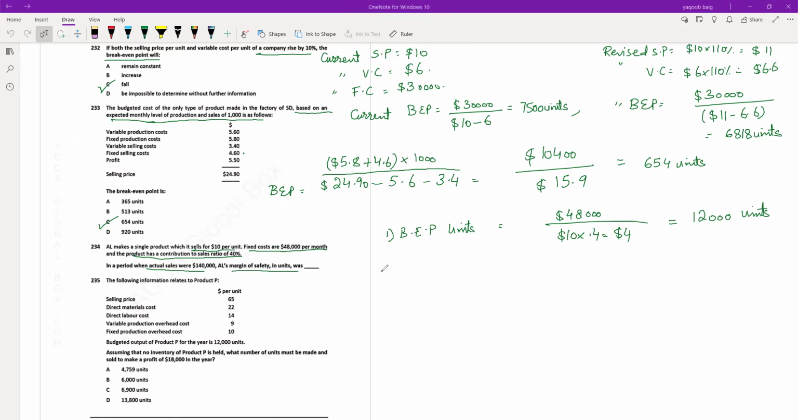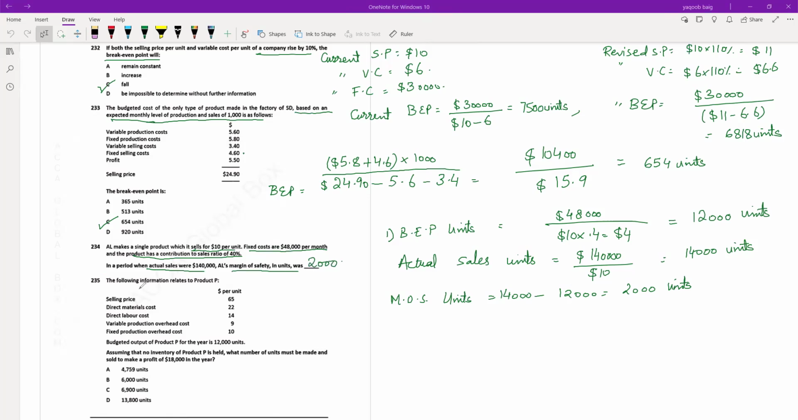Now we have actual sales revenue of 140,000. So we will calculate actual sales units is equal to $140,000 divided by 10, 14,000 units. Now we can calculate margin of safety units is equal to 14,000 minus 12,000. We have 2,000 units. So this is the answer.